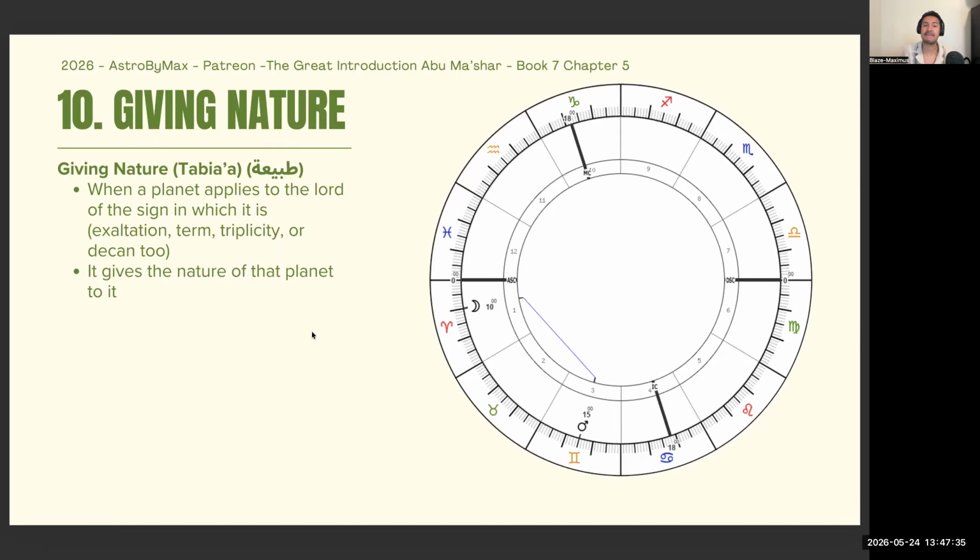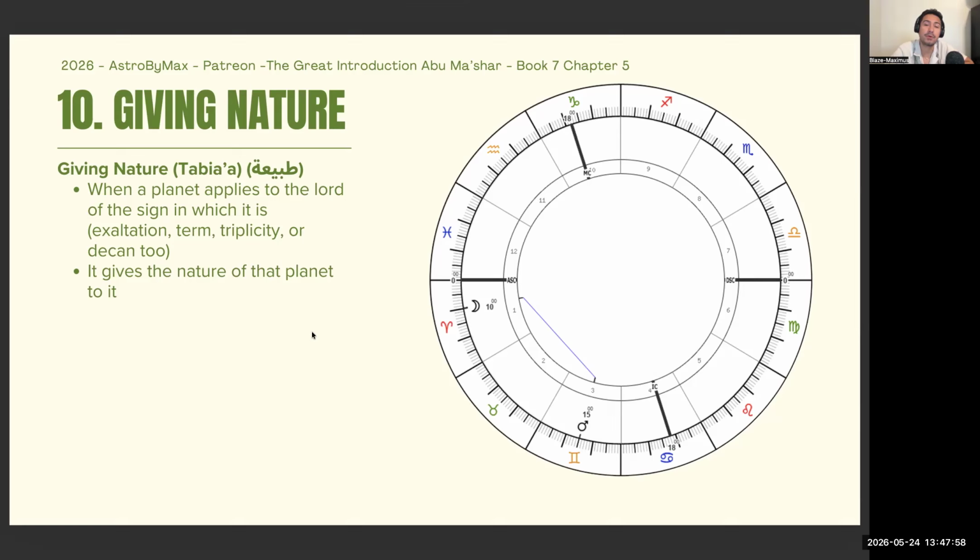And then we have giving nature, which is giving a planet tabia. And so a planet gives its nature when it applies to the lord of the sign in which it is in. So the exaltation lord, the term lord, the triplicity lord, or the decan lord. Not just the domicile lord. All of them. And it gives the nature of that planet to it.